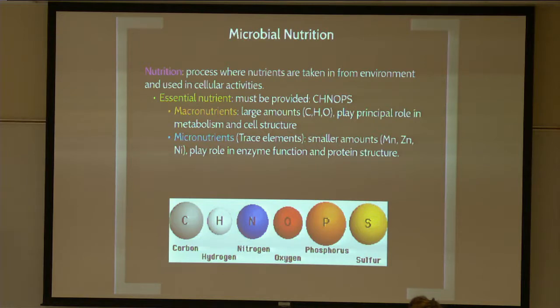Micronutrients just assist with some structural aspects of proteins and with enzymes, helping to turn them on and so on, like cofactors. So we saw iron or magnesium or zinc acting as these cofactors. So smaller doses for those.